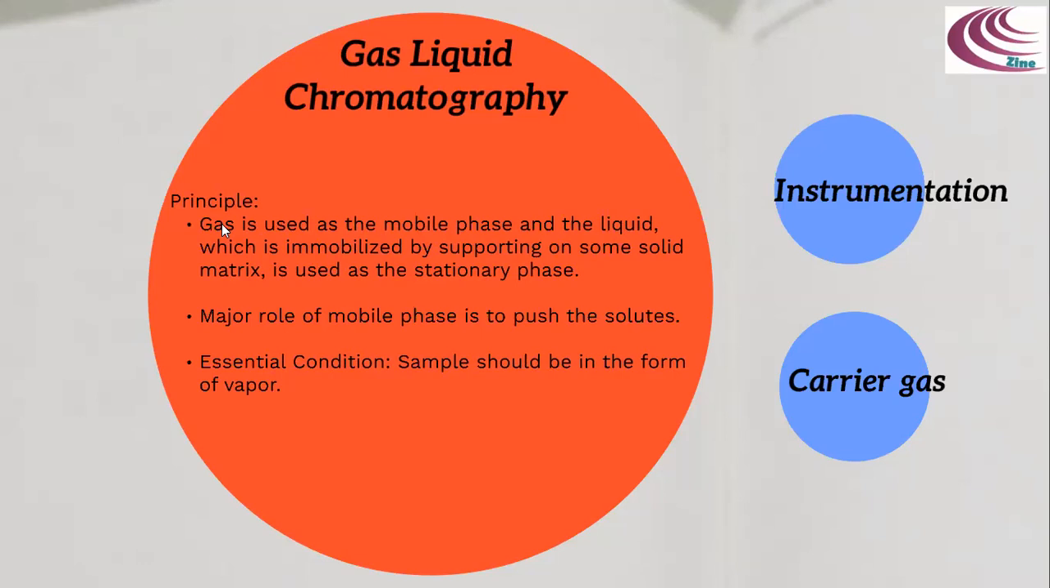An essential condition for the analysis by gas liquid chromatography is that the sample should be in the form of vapor. The vapor of the sample is introduced at the head of the column. The solutes from the mixture interact with the stationary phase by dissolving in it.